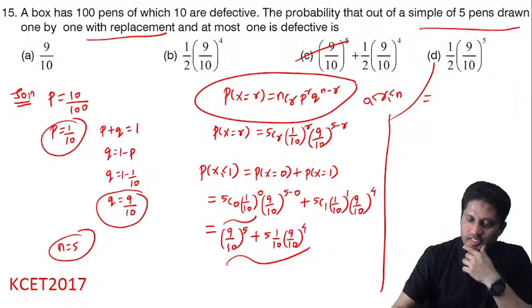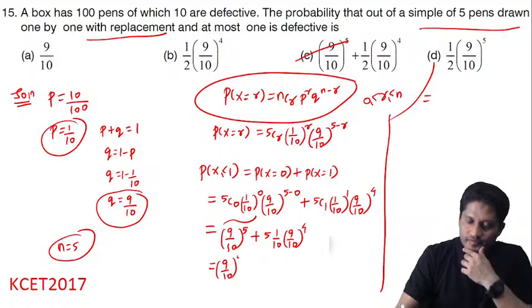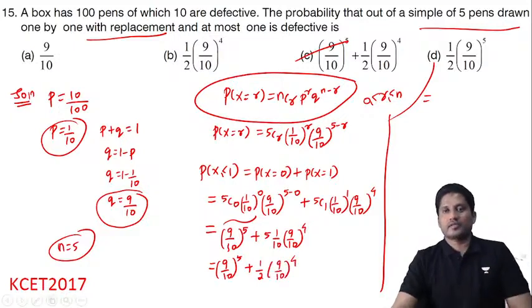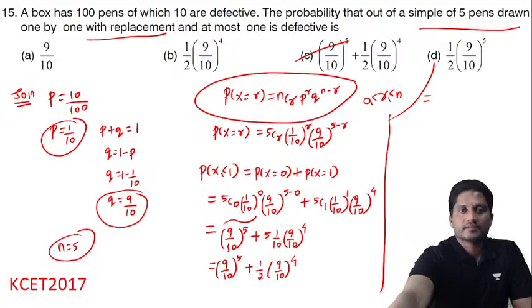Right, this itself is the answer, guys. The (9/10)^5, 5/10 is 1/2, then (9/10)^4. Answer is option C. Let's move to the next question.